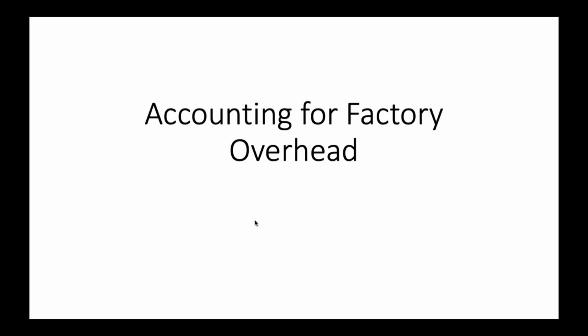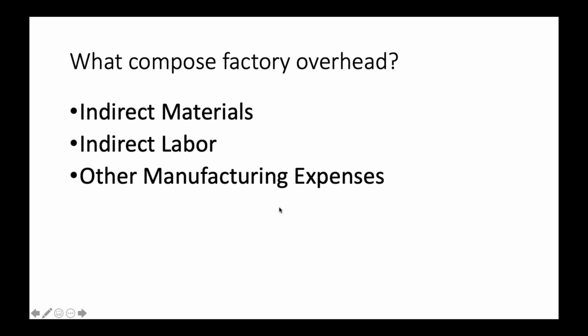And today, our topic is about accounting for factory overhead. Now, what is factory overhead? Factory overhead costs are costs that are incurred in the manufacturing process other than the direct materials and direct labor. It is used to describe indirect costs associated with manufacturing any products. It is also known as manufacturing overhead.